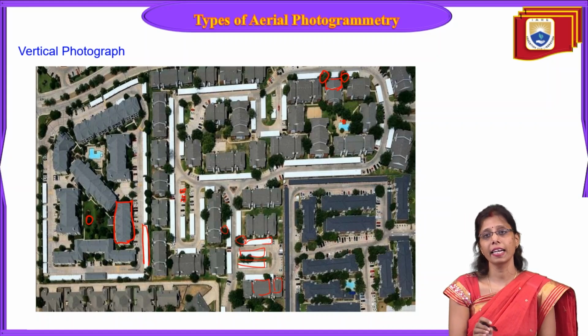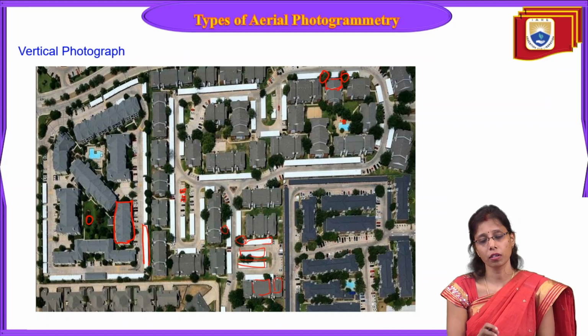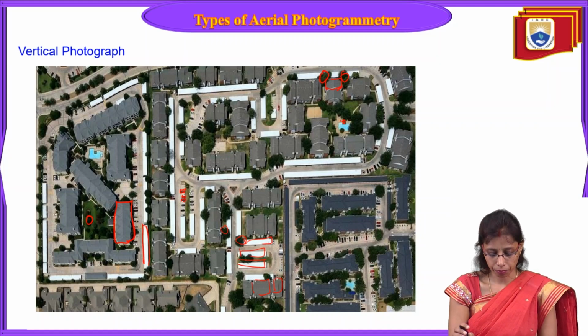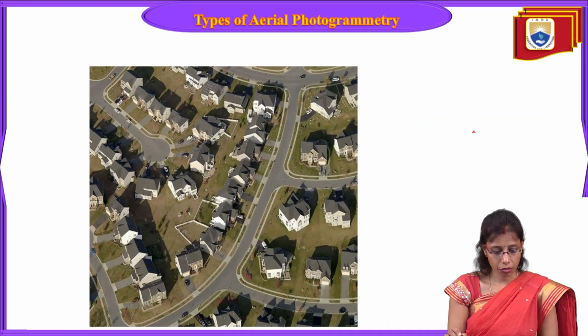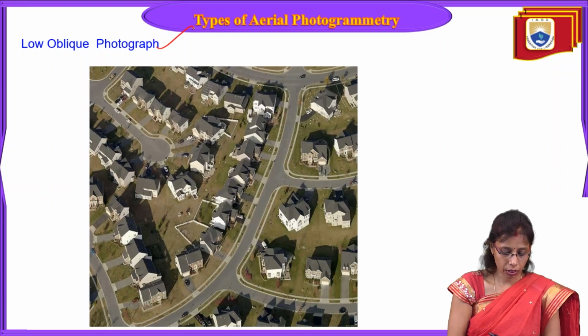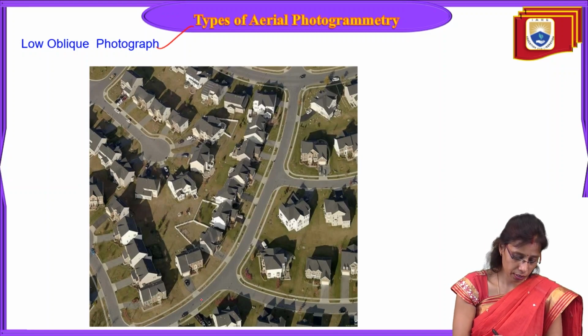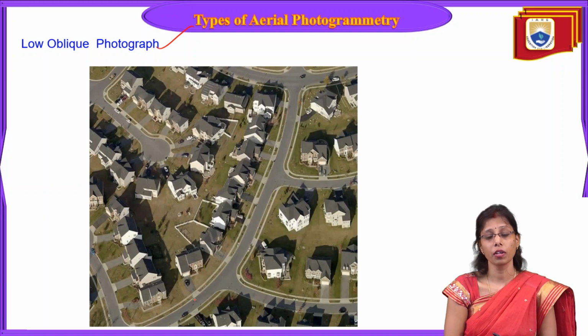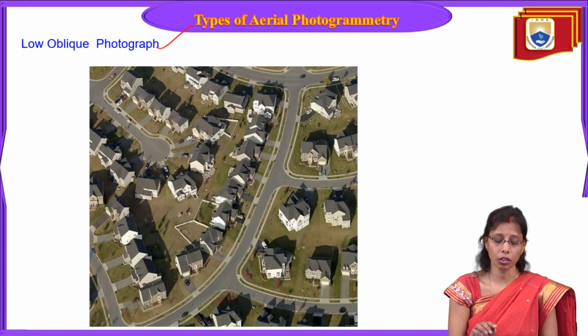So we use a very slight vertical photograph or low oblique photograph for the measurements. Okay, so this is about the vertical one. Now if you see, there is one more photo here. So this is a low oblique photograph. In this low oblique photograph you can see, as we have discussed before, that there is no horizon, but the top view and the side view are visible on the photo.